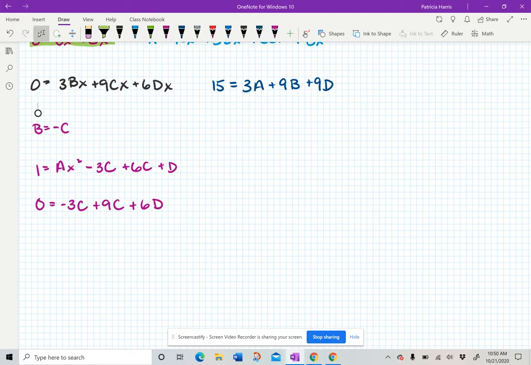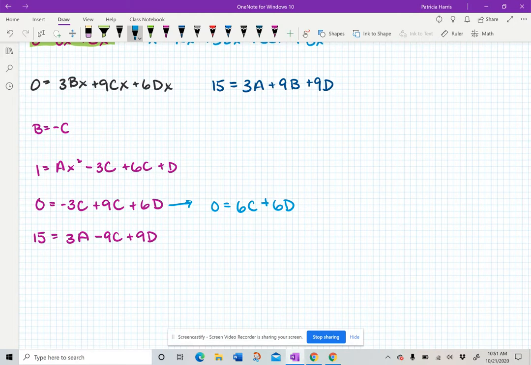And then, again, b equals negative c, so 15, 3a, negative 9c, plus 9d. All right. Well, now looking at that, you might say that's not any better, but that's actually not true. That is actually a little bit better, because I can take this one and rewrite it as 0 equals 6c plus 6d.